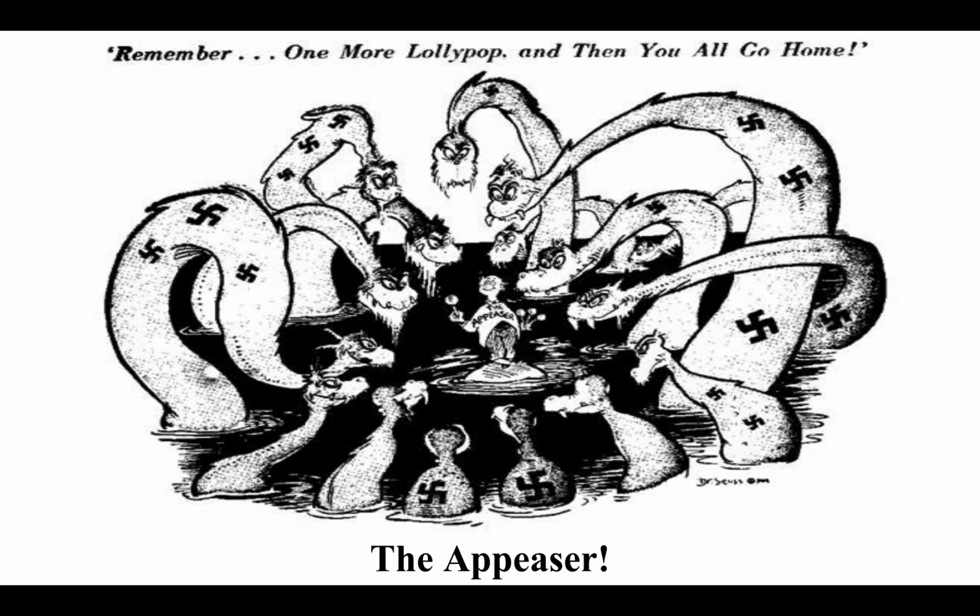Dr. Seuss actually was a very big political cartoonist, and so you might know him from other works, but you have this example here. In the middle, we see the appeaser handing out the lollipops. We kind of have these little Dr. Seuss monsters here with the Nazi symbol. That should be something that you notice while you're looking at this. And it says at the top, remember, 1 more lollipop, and then you all go home. And so in the middle, we see the appeaser handing out the lollipops.